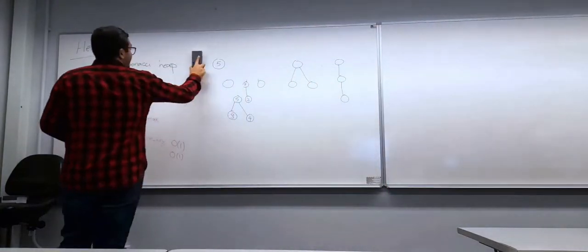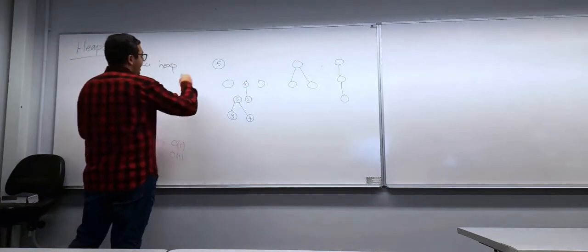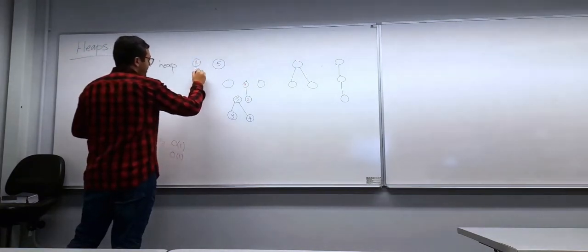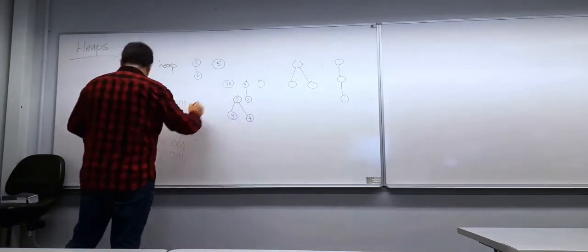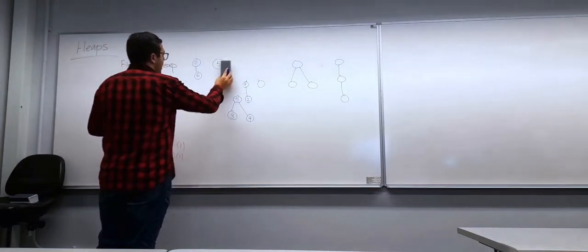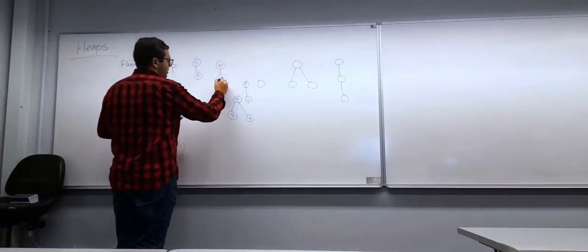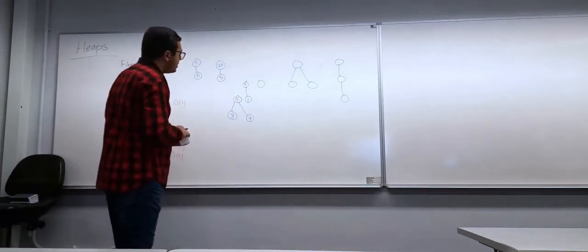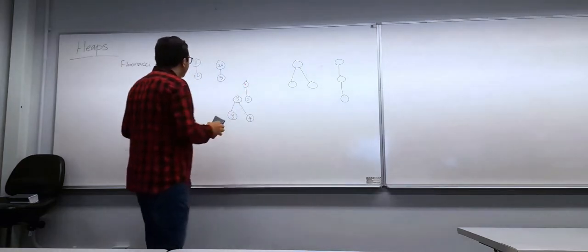I hate examples. Examples are hard to draw. Okay, so I had an 11 and a 6, and I merged them. Now let's say this was 20. So I have a 5 and a 20, and I merge them. And I just keep looking. I'm too lazy, so let's say we don't have that.